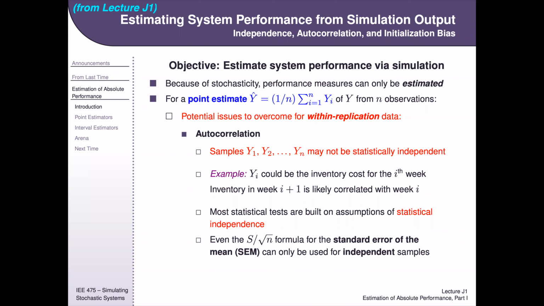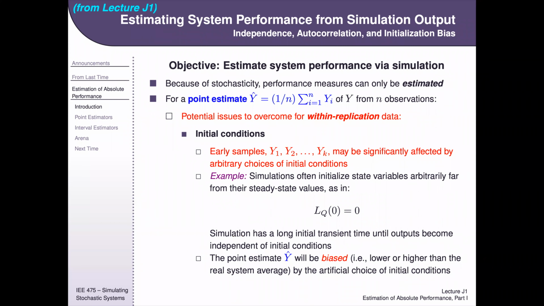So I can't even use the standard error of the mean formula. If somebody asks you for an estimate of some data that has autocorrelation, and they say, can you put standard error bars on that? You might have to say, no, I can't actually, because those standard error bars don't tell you anything, because at least this formula is only defined when the data are independent. So with within replication data, there's not a whole lot I can do with them.